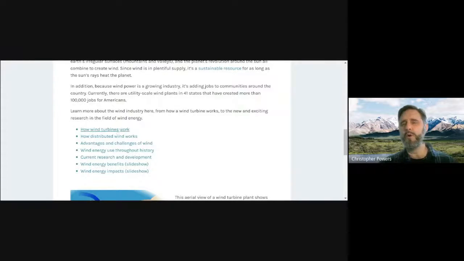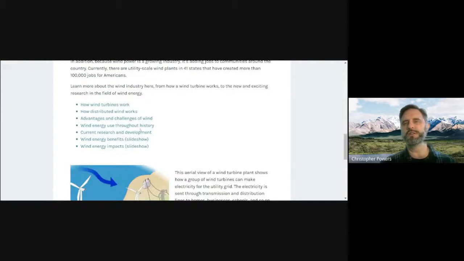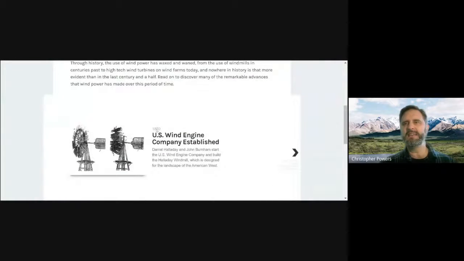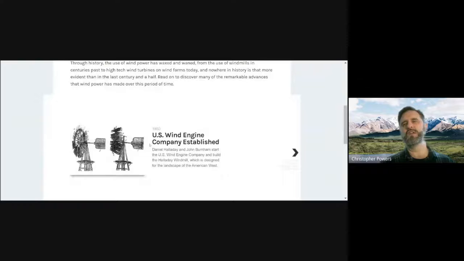Now you can learn more about how turbines work, distribution, advantages, wind energy throughout history, and current research. Those are all things that are interesting to learn, especially if you're a history person. How far back does this stuff really go? You can look at that. Okay, share this tab. And this is basically 1850. This is recorded history. Okay, so look at that. You're generating stuff.